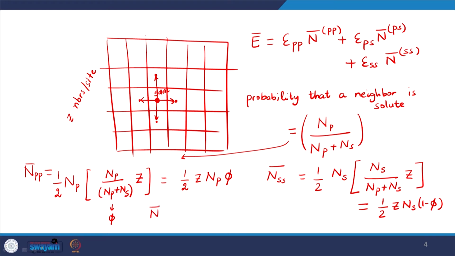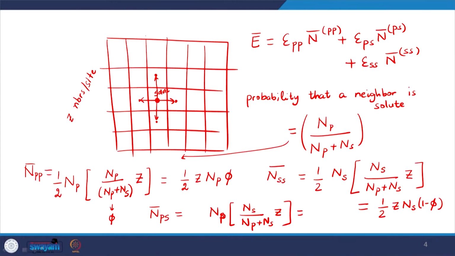Finally, I can go ahead and find the number of solute-solvent contacts. That is, again, first I locate how many solute molecules we have, that is NP. The probability that the neighbor is solvent is NS by NP plus NS multiplied with Z. And now I am looping over all the solute molecules, but I am counting the solute-solvent contacts. So, in this case we will not have the double counting problem. So, this will appear simply like NP Z 1 minus phi.